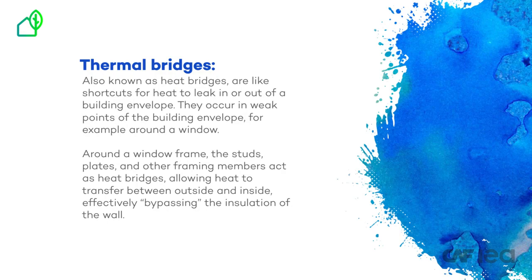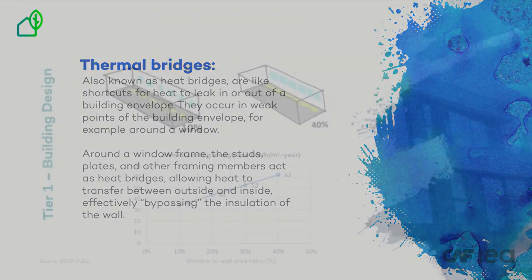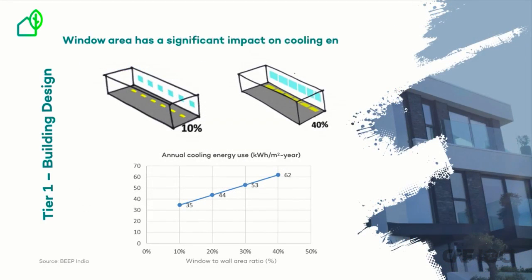Heat bridges can be avoided by installing continuous insulation across the component layer, or with carefully engineered thermal breaks. Another part of the solution is to minimize the number of breaks in the building envelope. Let's talk a bit more about windows and window area. The energy needed for cooling rises significantly as window area increases, as you can see in the chart.